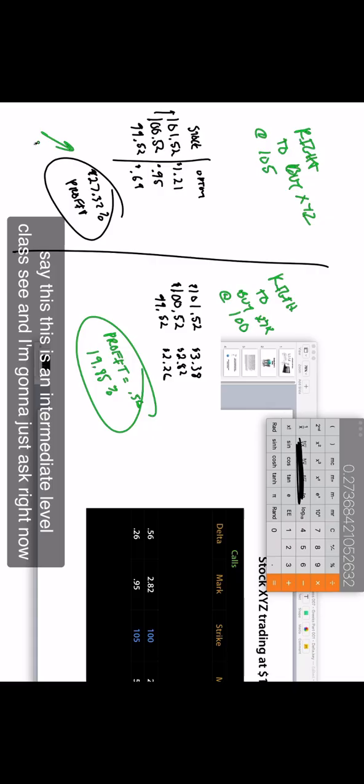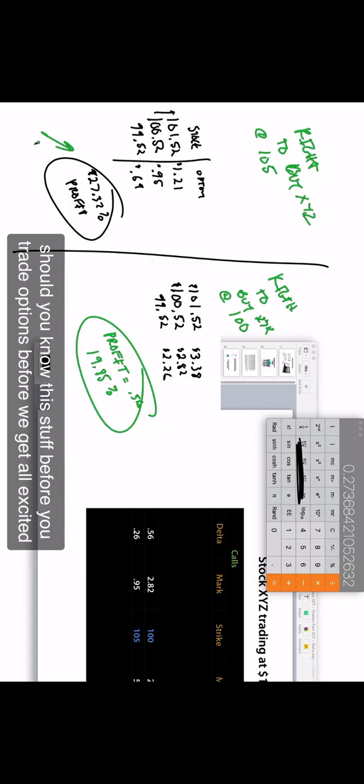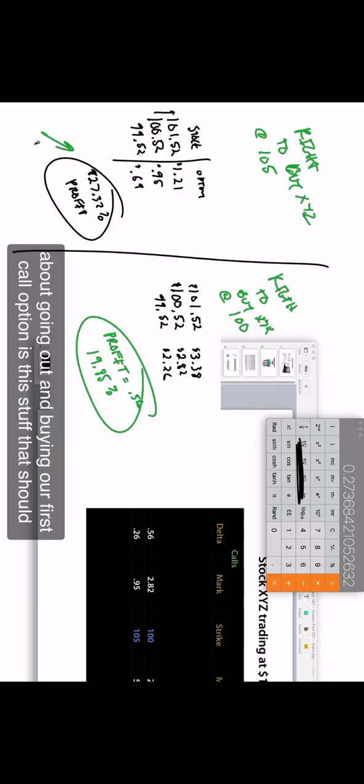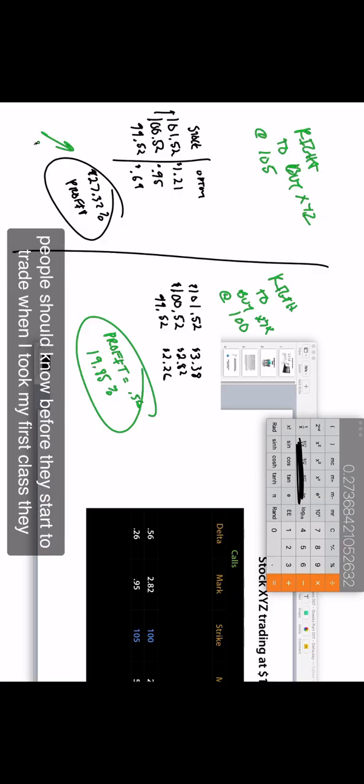And I'm going to just ask right now, should you know this stuff before you trade options? Before we get all excited about going out and buying our first call option, is this stuff that people should know before they start to trade?